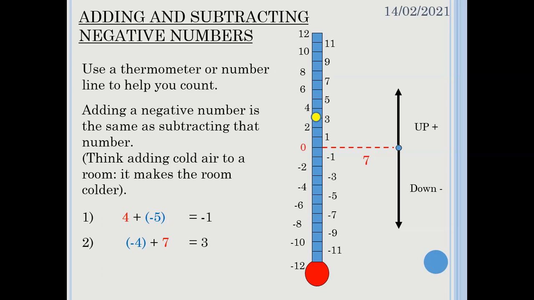-2 add -3. So that means we're going to start at -2. We'll get that blue, the cold, so it's going to go down the way. It's going down 3, so it's going to move to -5. -2 add -3 is equal to -5. And that's a good way to start thinking about negative numbers.